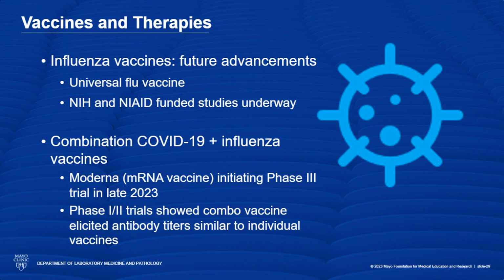One of the limitations to people getting vaccinated is the hesitancy to receive multiple vaccines. And if we can administer both in one, I think it will increase the uptake. Both Moderna and other vaccine manufacturers are looking at this. Moderna is looking at an mRNA combined vaccine that is in phase 3 trials, and their phase 1 and 2 trials showed that this combo vaccine elicited antibody titers that were at similar levels to when those vaccines were delivered individually.